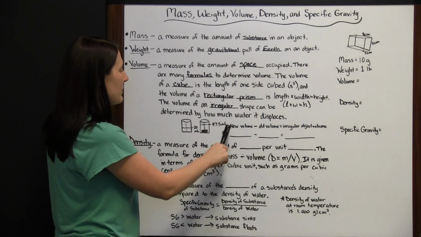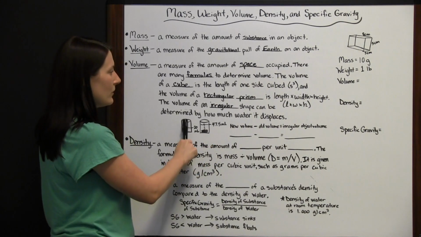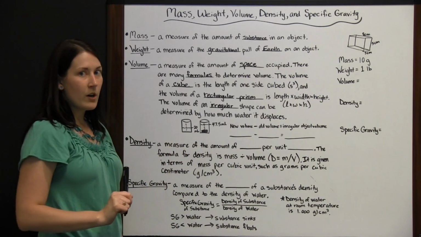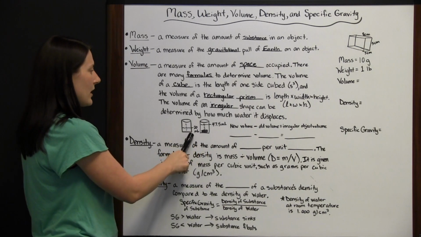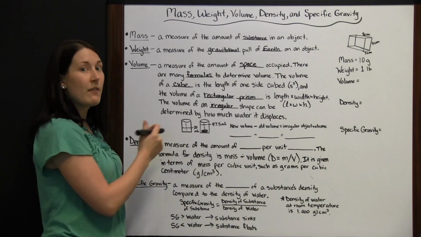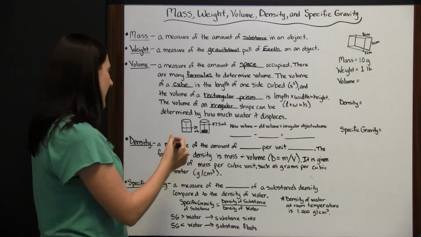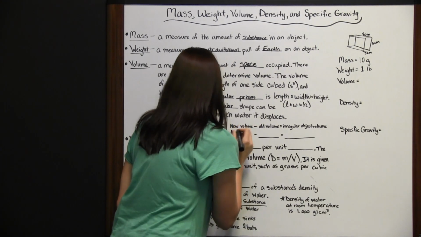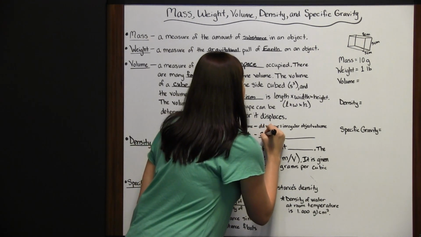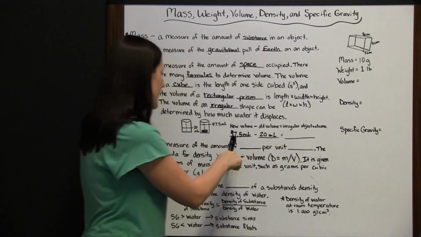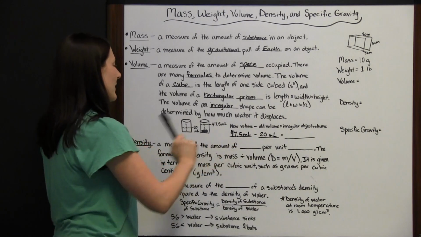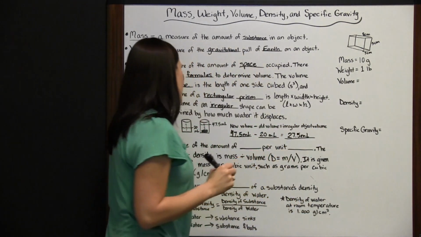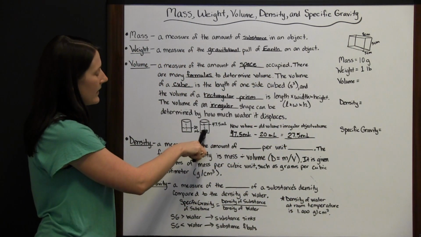So the difference between the new volume and the old volume is going to be the volume of your irregular object. So our rock that we dropped into the water, we can take our new volume, subtract our old volume, and it's going to tell us the volume of our rock, our irregular object. So the new volume was 47.5 milliliters. The old volume is 20 milliliters. And so we take our new volume of 47.5 minus the old of 20 and get 27.5 milliliters. So that would tell you the volume of this rock.